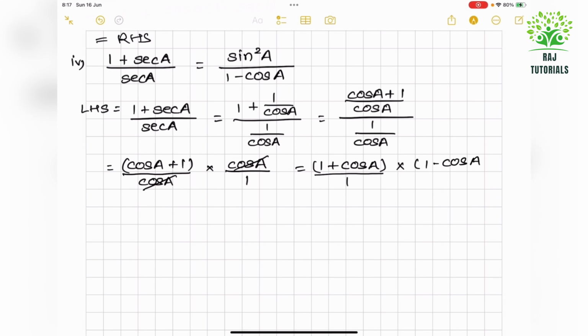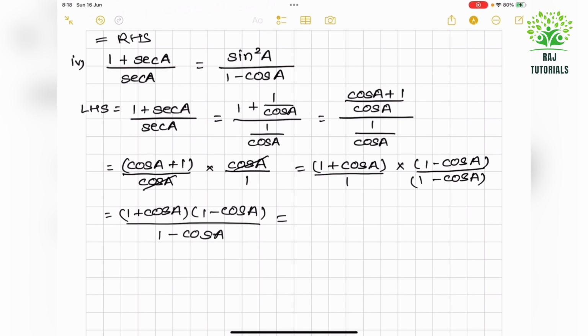Now, multiplying and dividing both numerator and denominator by 1 minus cos A, I will get (1 plus cos A) into (1 minus cos A) upon (1 minus cos A). So (1 plus cos A) into (1 minus cos A) will be 1 minus cos square A. So this became (1 minus cos square A) upon (1 minus cos A). Now 1 minus cos square A means sin square A.